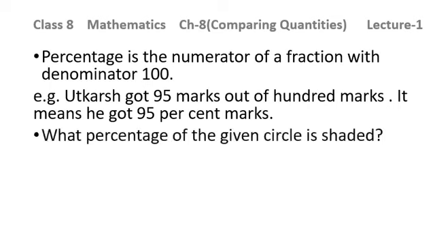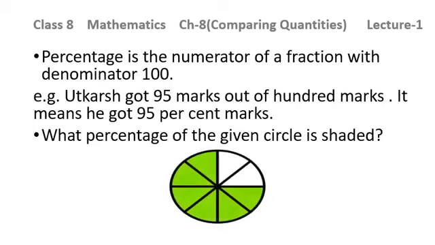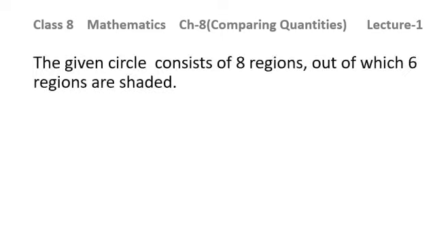Then, what percentage of the given circle is shaded? Let us see this example. There are 8 parts of this circle, and we need to tell how many parts are shaded, in percentage. Let us see how we will do it. The given circle consists of 8 regions, out of which 6 regions are shaded. You have seen in the figure 6 regions were shaded and a total of 8 regions were there.